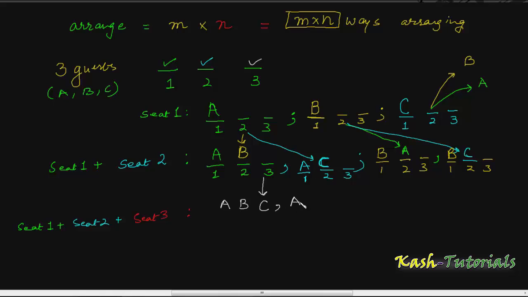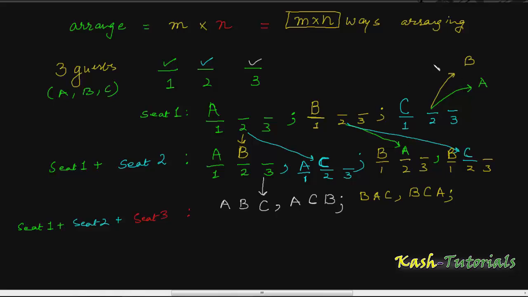The second is also easy to understand. A and C have already taken the seat, only B is left, so B would come and take the seat. So B has already taken this seat, A has now taken this seat, third is C who can take this seat. Similarly, B has taken this seat, C has taken this seat, so only A can take the seat.